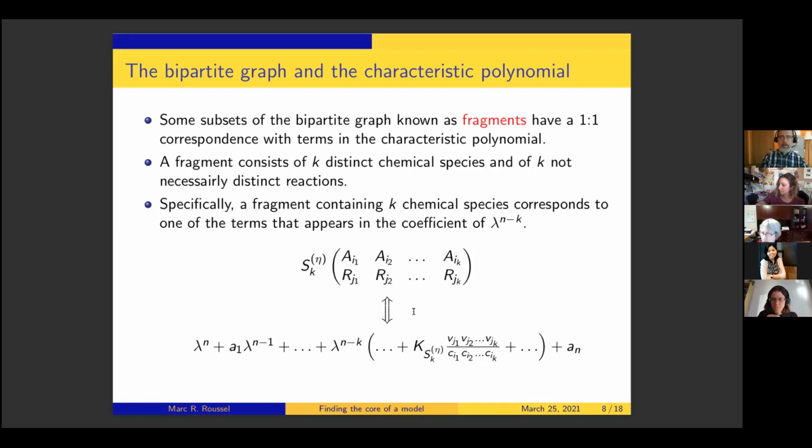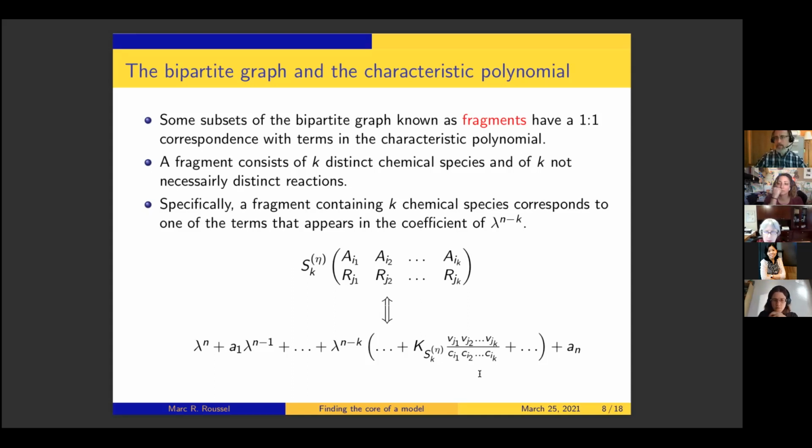So the bipartite graph is directly related to the rate equations, because it's mass action, so you multiply the reactant concentrations together and times a rate constant, that gives you the rates. And it's this relatively simple relationship that creates this maybe slightly less simple relationship between these fragments of the bipartite graph and then the characteristic polynomial. And the fact that it comes out like this, where you multiply the rates and divide by the concentrations, that's totally a mass action thing.